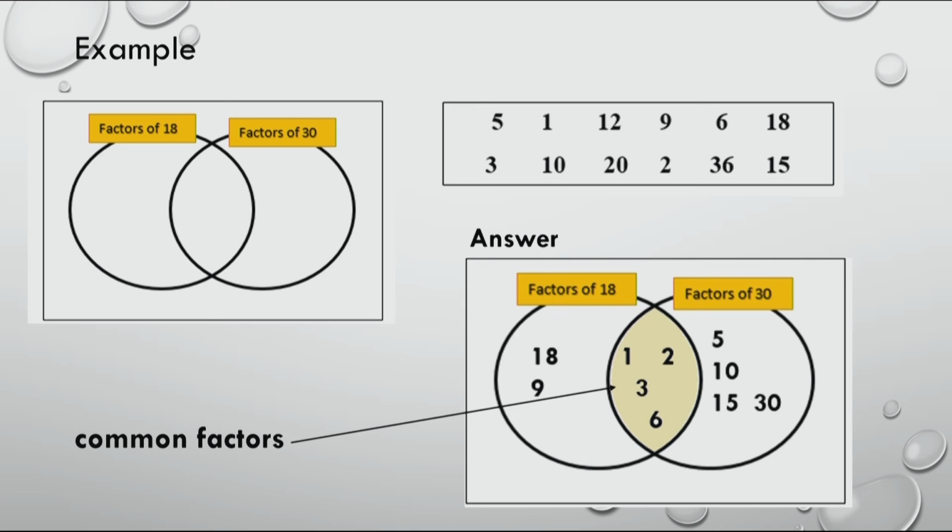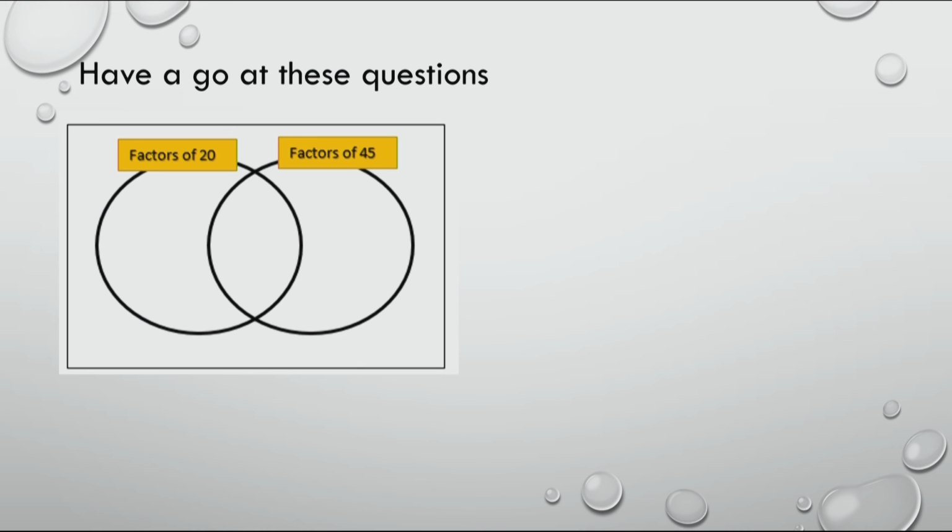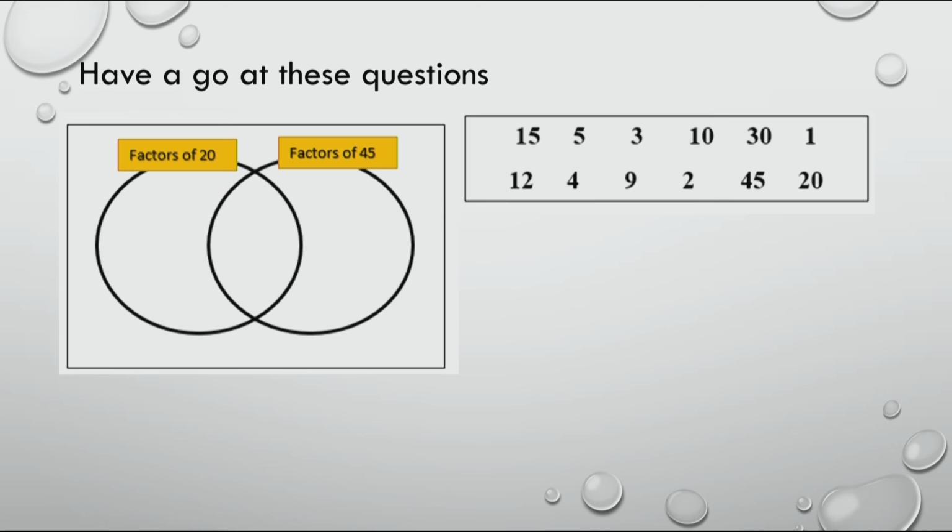Well done if you've got that. If you've got all of them correct, excellent. If you've missed out a couple, okay, try and overcome that in the next example. Now we're going to have a go at a couple more questions. Okay? Factors of 40 and factors of 45. You only use the set of numbers given to you. Fill in the regions. A number must be written once only.